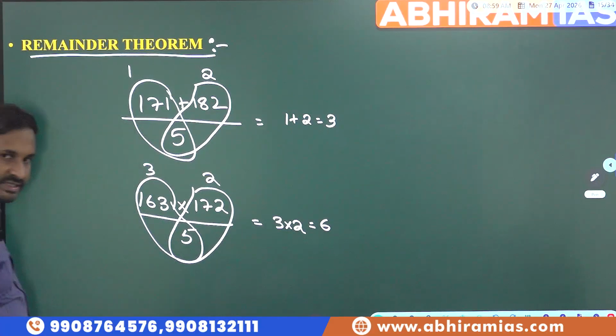But what is our first basic rule? The remainder should be less than our divisor.